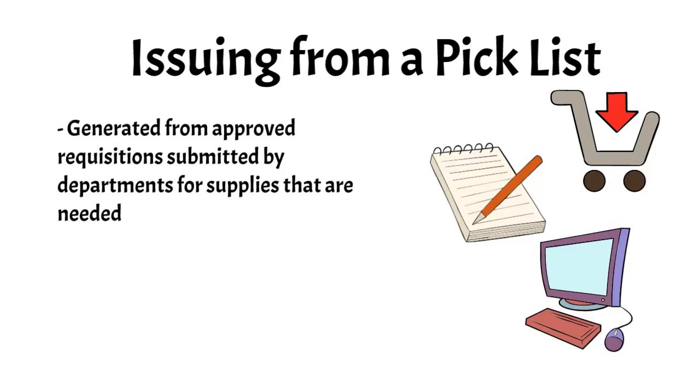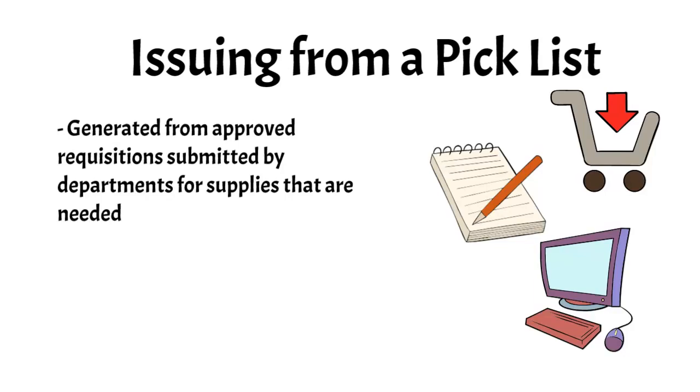Once the requisition is approved, the inventory management system will convert the requisition into a pick list that includes the department or location name, as well as a list of items to be picked along with the quantities available to pick in the shelf locations.